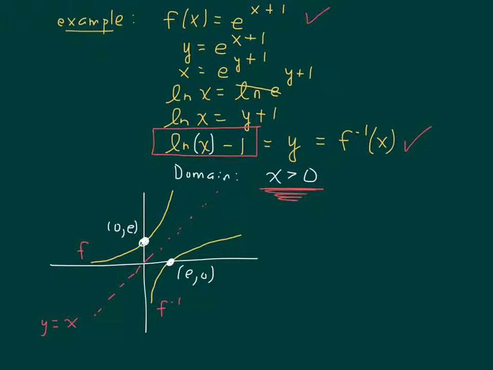Notice too that with f, it levels off here on the x-axis. There is a horizontal asymptote there, and with f inverse, the horizontal asymptote becomes a vertical asymptote. You can see it's approaching the y-axis but never hitting it.